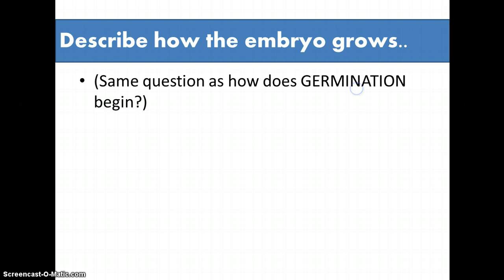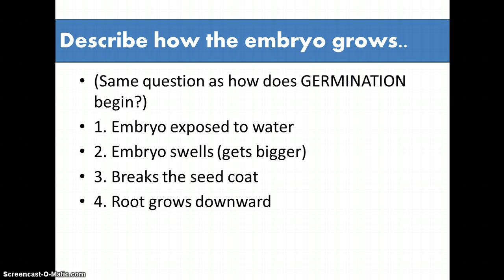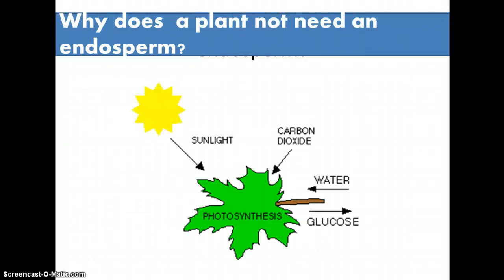How does the embryo grow? This is the same question as how does germination begin? Step 1, got to start with water. Step 2, that embryo inside the seed is going to get bigger or swell. It'll break the seed coat. Then the root's going to be able to grow downwards, and the shoot's going to grow upwards through the soil as it sucks up more and more and more water.